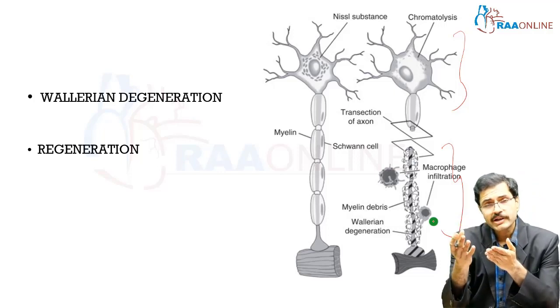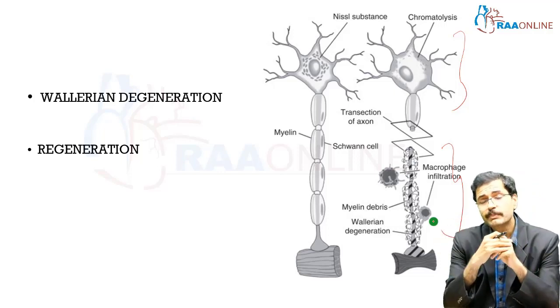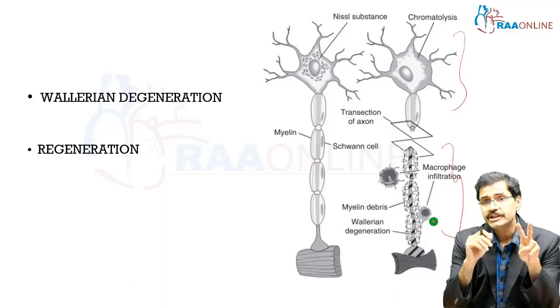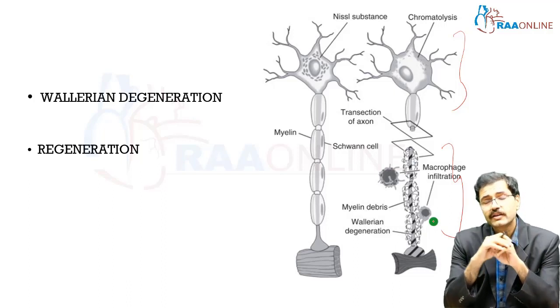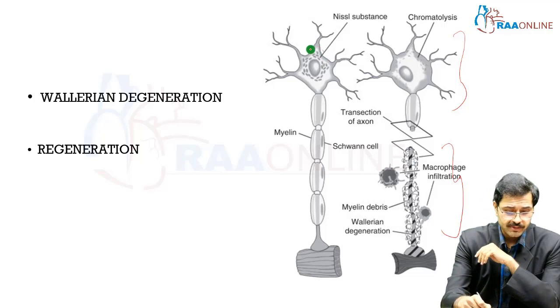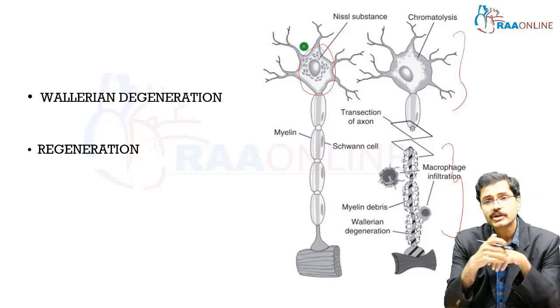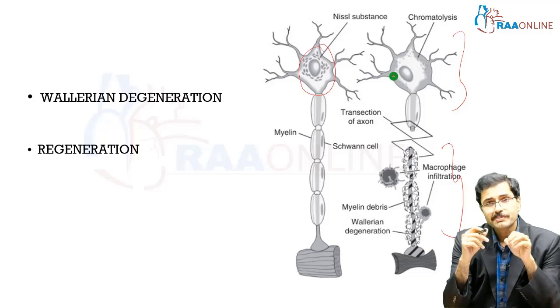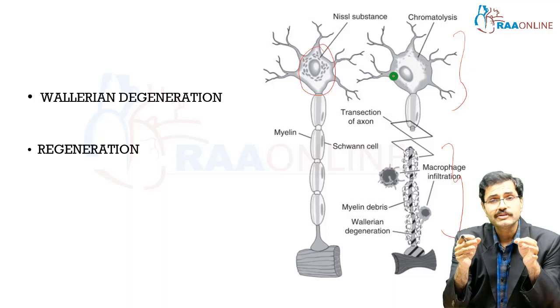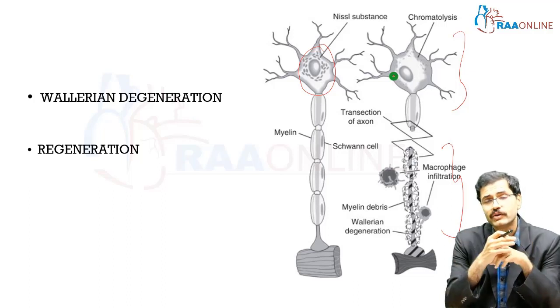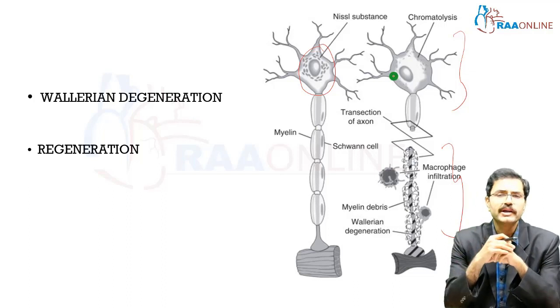So in the proximal end of the nerve, what happens? In the proximal end of the nerve, two important changes happen. One is that the nucleus, which is centrally placed, as you can see in a normal nerve fiber, becomes peripherally placed. And also there's breakdown or lysis of Nissl substances or Nissl corpuscles within the cell body of the nerve. This process is called chromatolysis.